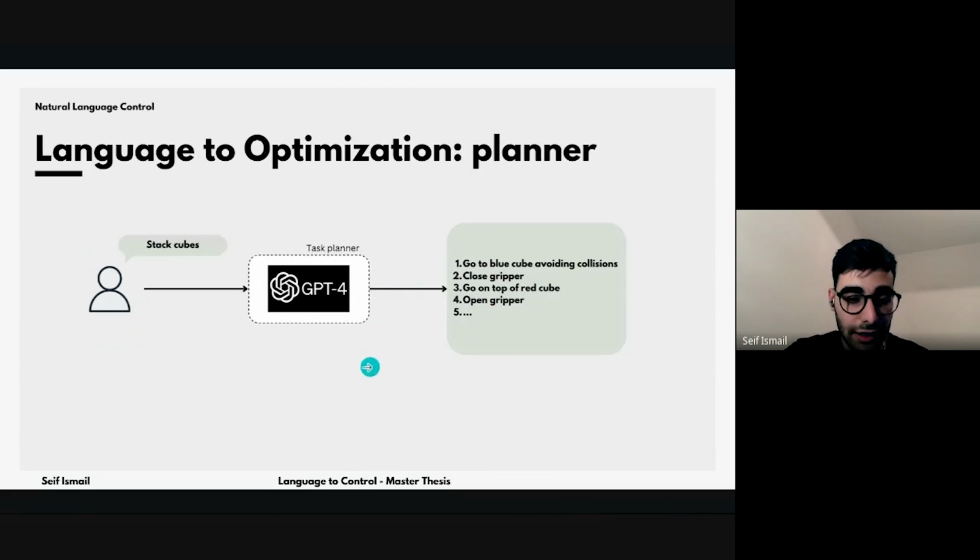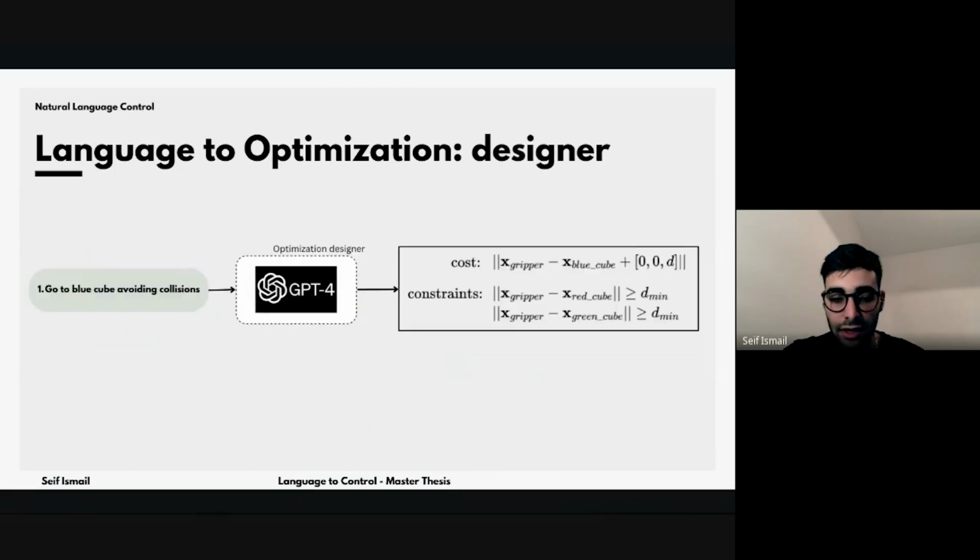So what does it look like? If I say to my robot, okay, I want you to stack the cubes, what the task planner will do is create a set of tasks. For instance, go to the blue cube and avoid collisions. Then close the gripper. Then go on top of the red cube, etc. For each one of these subtasks, you have the optimization designer, which is going to decode that and formulate it into an objective function, or a cost function, and constraints.